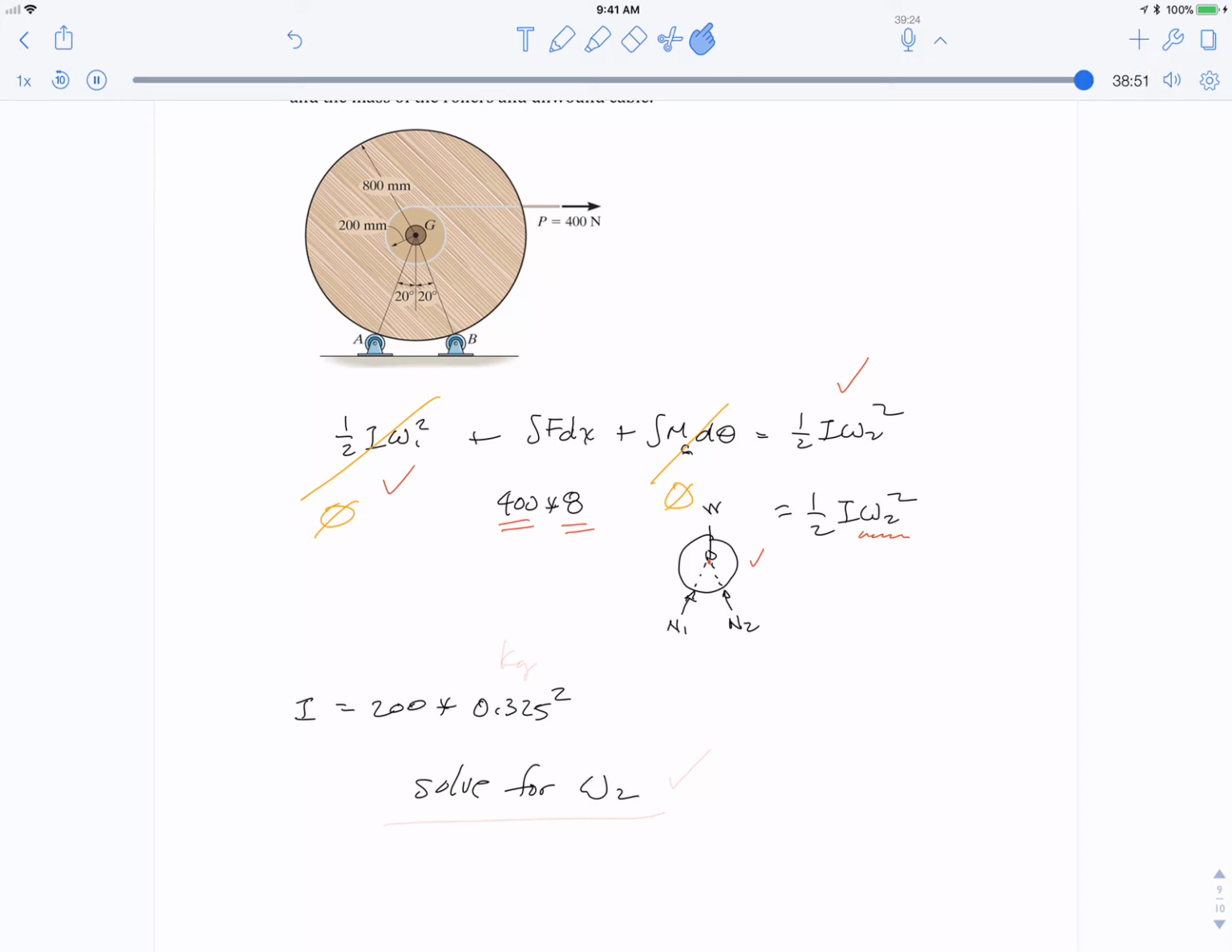So in the end, you just have 400 times 8 equals 1/2 I omega squared. They give you the radius of gyration, k sub g, and so the moment of inertia is the mass times k_g squared, and you can easily solve for omega 2.